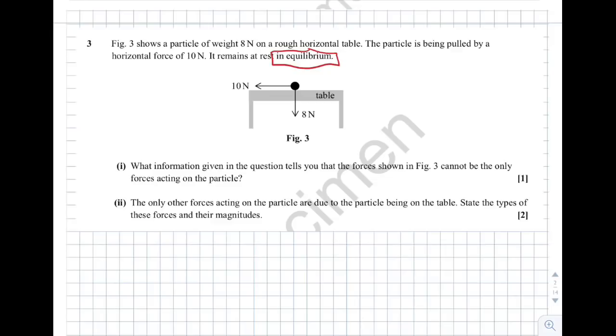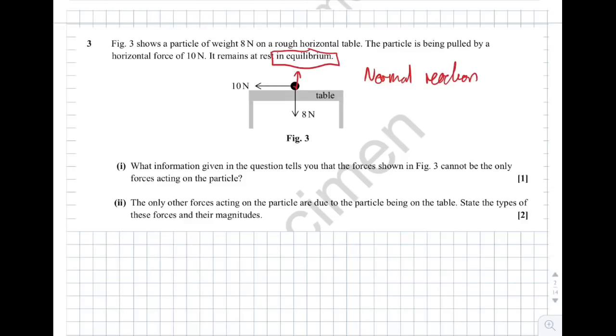Part 2: the only other forces acting on the particle are due to the particle being on the table. State the types of these forces and their magnitudes. So we know it's got to be in vertical equilibrium. So there's got to be this force going up here. That's going to be the normal reaction force to the table. So we know that's going to be a normal reaction.